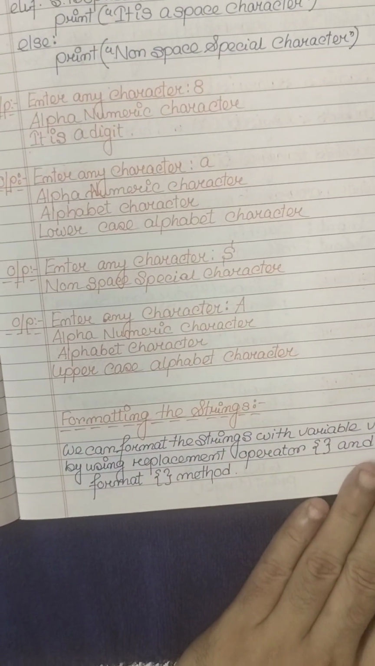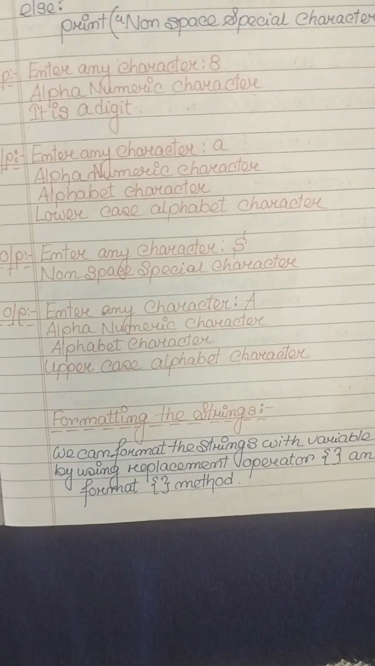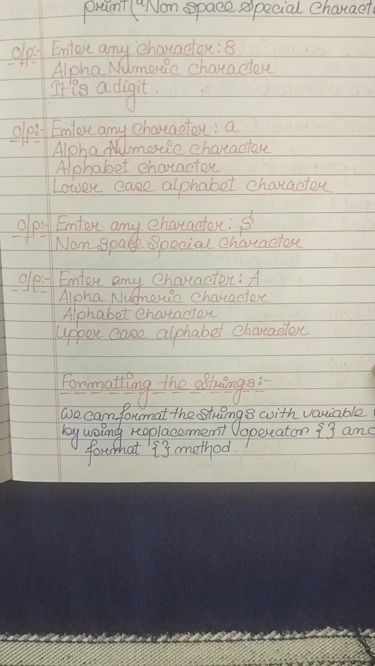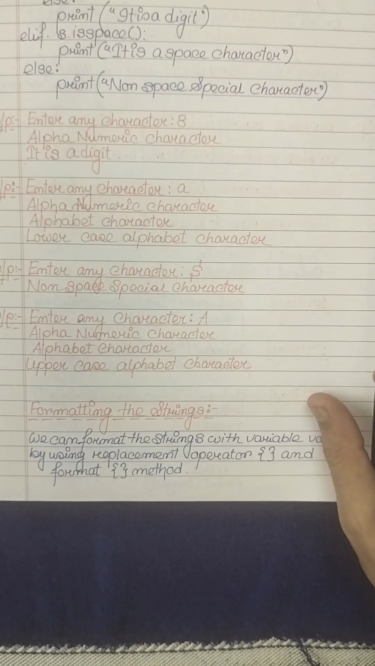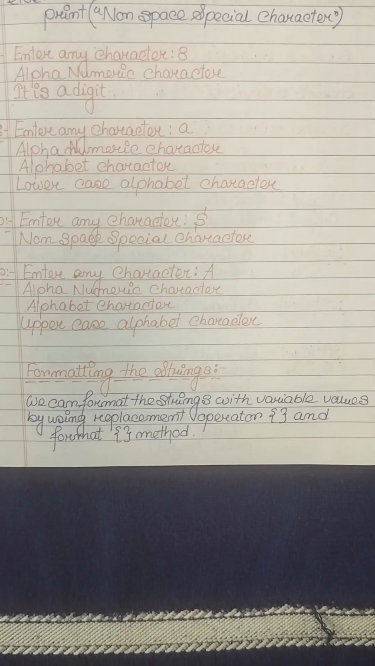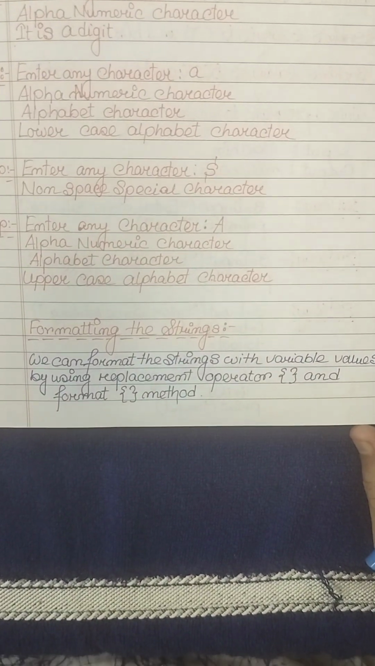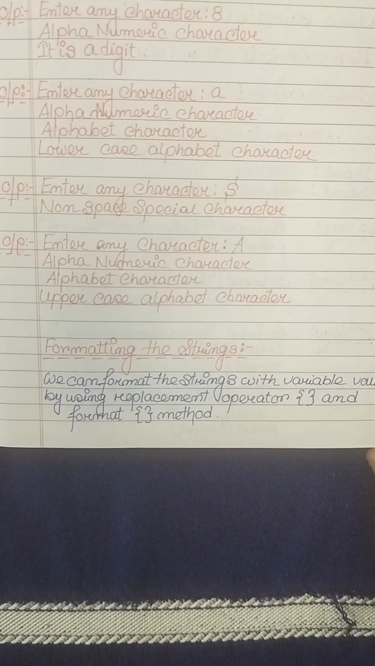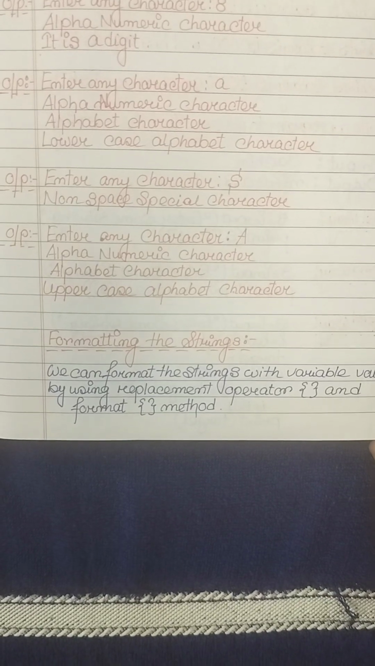Okay, our next output, enter any character. Suppose we have entered a dollar symbol. It is a non-space special character. Okay. Next, our last output, enter any character. Suppose we have entered capital A. It is an alphanumeric character, also an alphabet character, and an uppercase alphabet character.